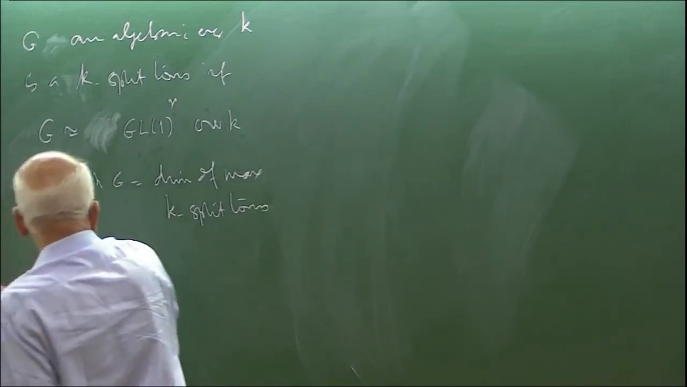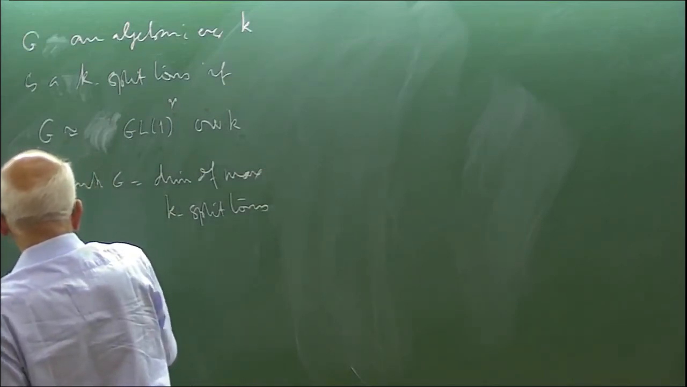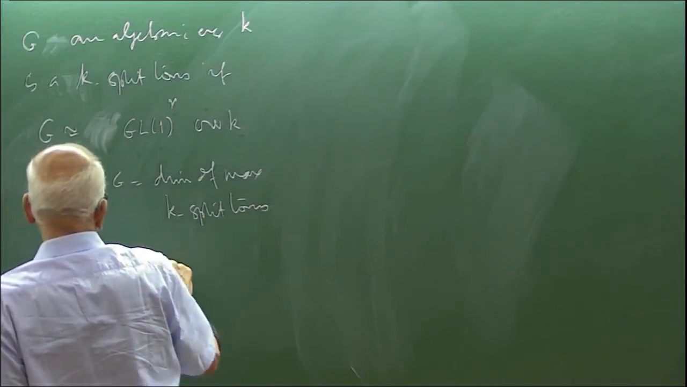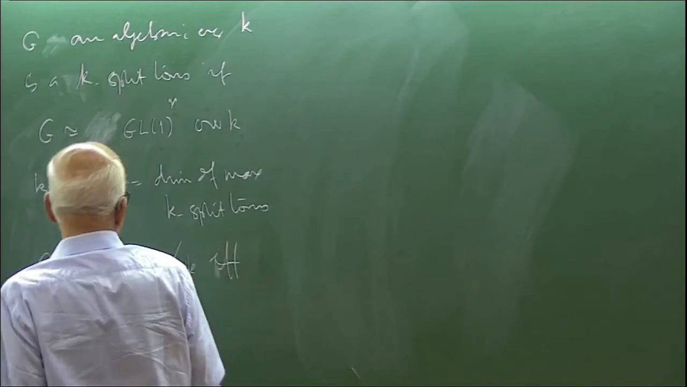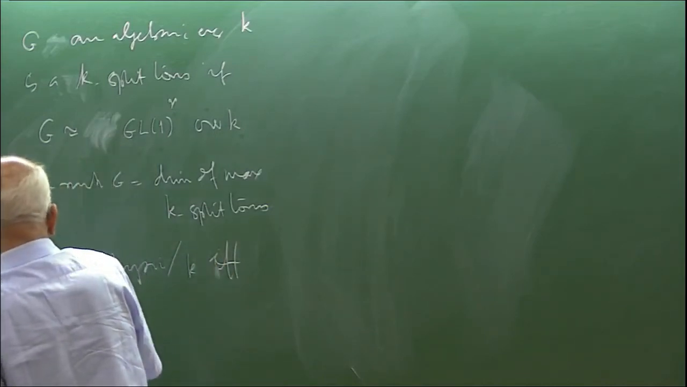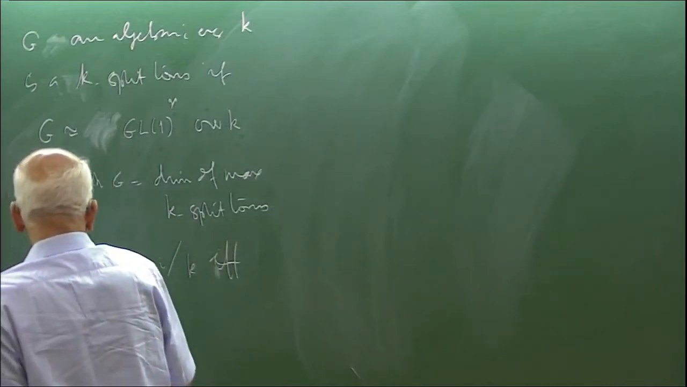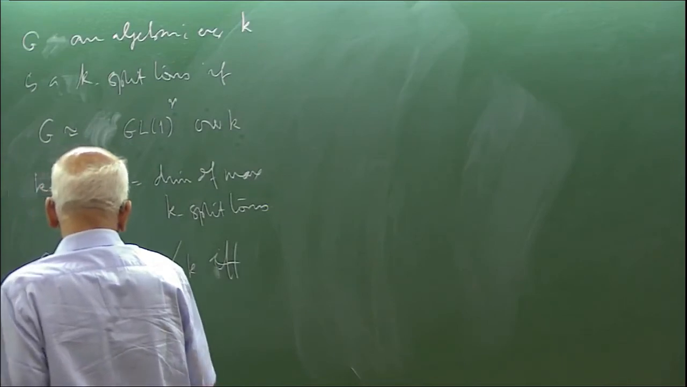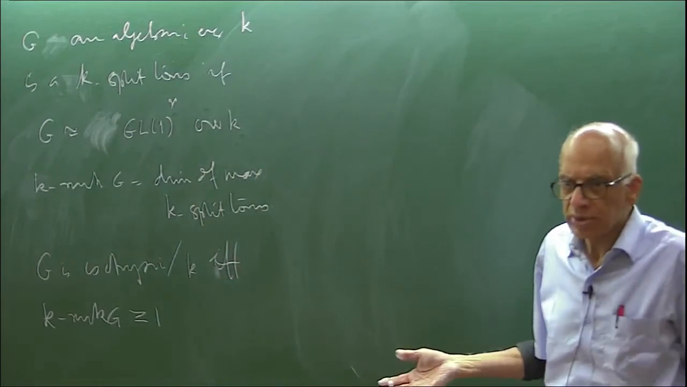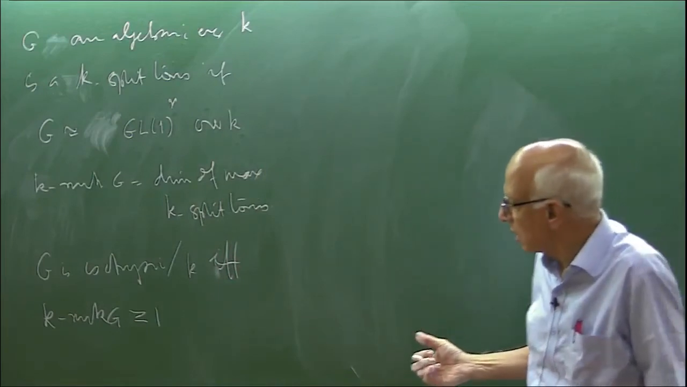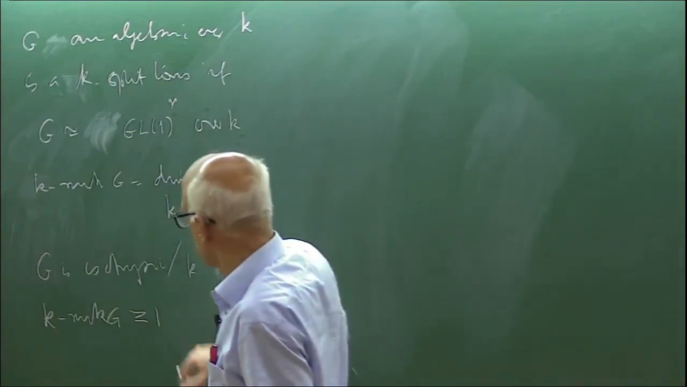The notion of isotropic: G is isotropic over K if the K-rank of G is greater than or equal to 1. If the K-rank is 0, you call it anisotropic. That is, if it has no non-trivial split tori, then you call it anisotropic.